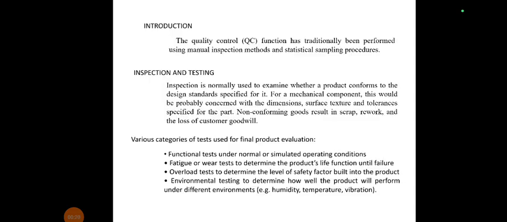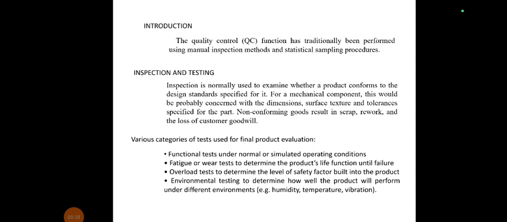Today, I explain my topic, the fourth unit, that is computer aided quality control. So, what is the introduction about this one? Computer aided quality control. The quality control function has traditionally been performed using manual inspection method and statistical sampling procedure.